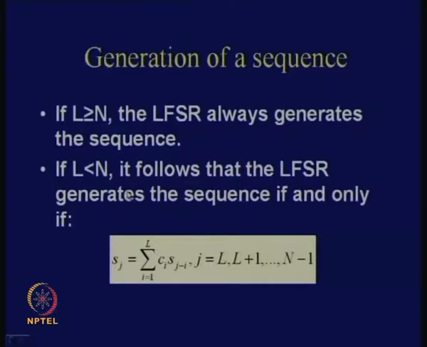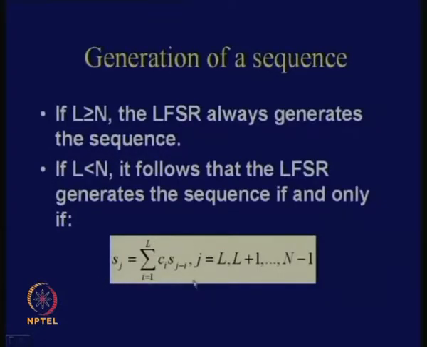So we will be concentrating on this part of the problem, that is when L is smaller than n. So it follows that the LFSR generates the sequence if and only if this is true. Okay. So why have we started from j equal to L? You note that what this particular equation says is that Sj is equal to the sum of Ci multiplied with Sj minus i, and your j starts from L.